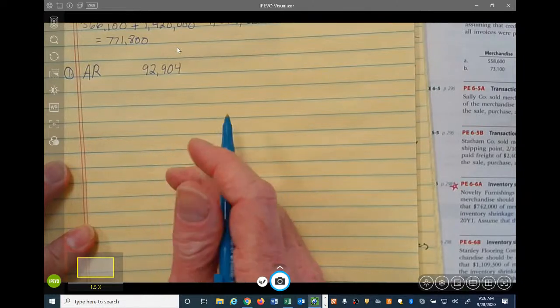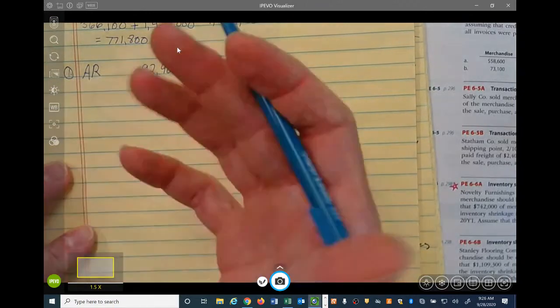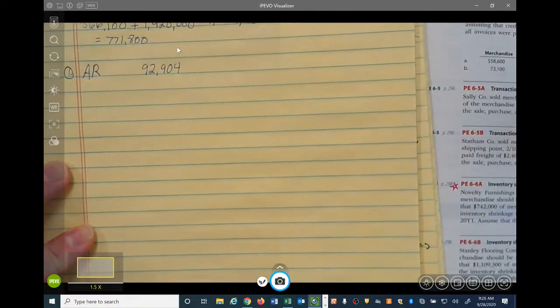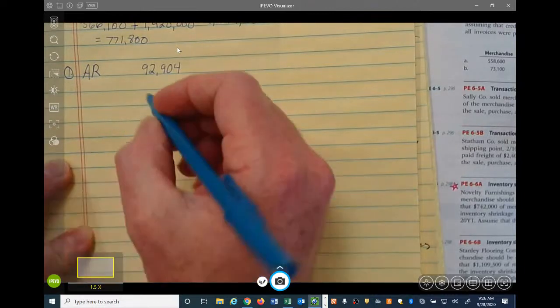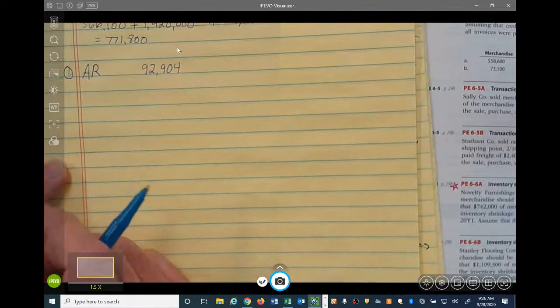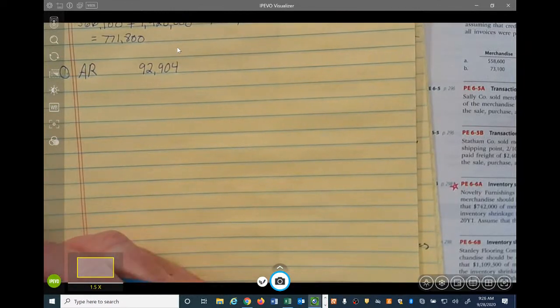Right, 94.8 times 2%, we have to back that out of the 94.8, because we're receiving 98% of that amount. Okay? So what's the credit to the accounts receivable? Sales, right?